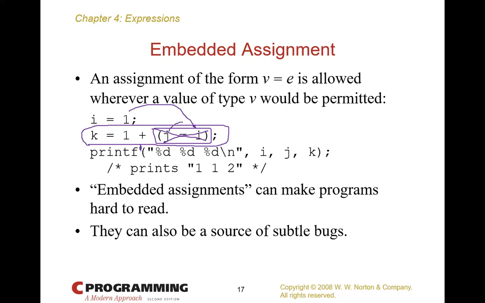And at the same time, you know that j already took the value 1. So here we are trying to print i. What is the value of i? i is 1. We are printing j. What is the value of j? j here was assigned to be 1. So j is 1. k, what is k? 1 plus j, which is 1. k is 2.